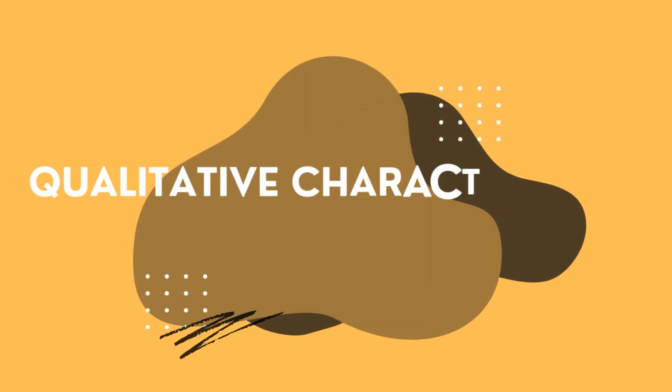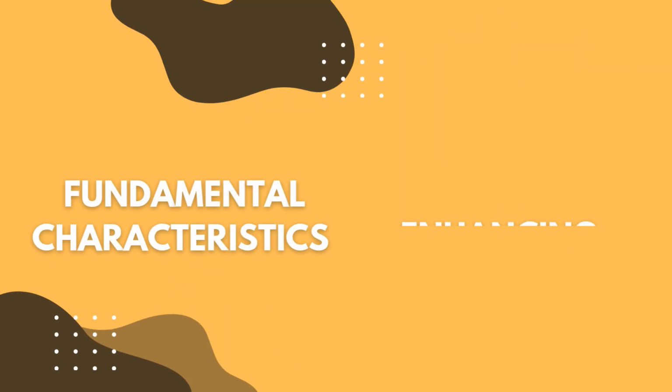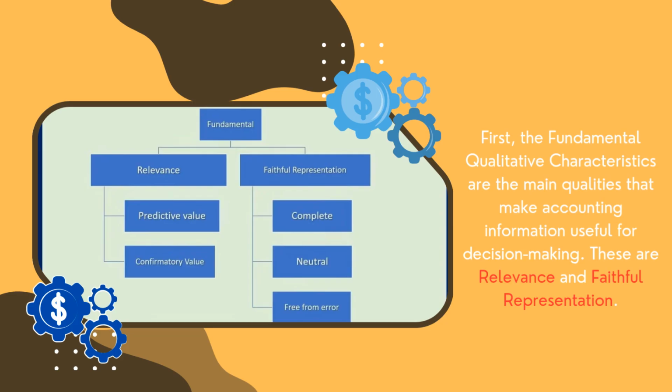Now let us move on to the qualitative characteristics of useful financial information. These are divided into two: fundamental and enhancing characteristics. First, the fundamental qualitative characteristics are the main qualities that make accounting information useful for decision-making. These are relevance and faithful representation.